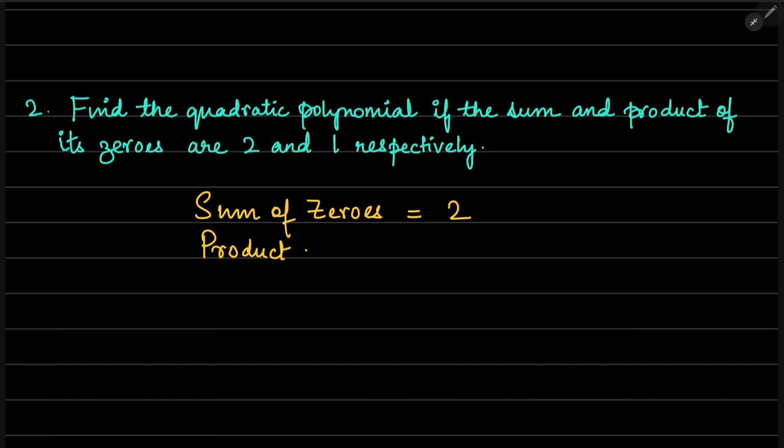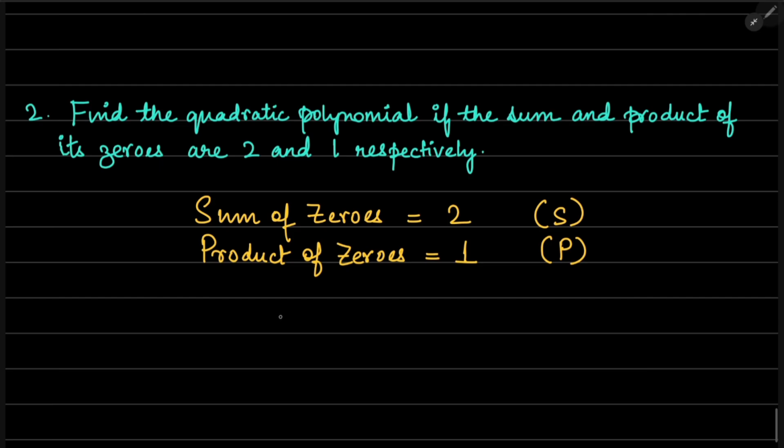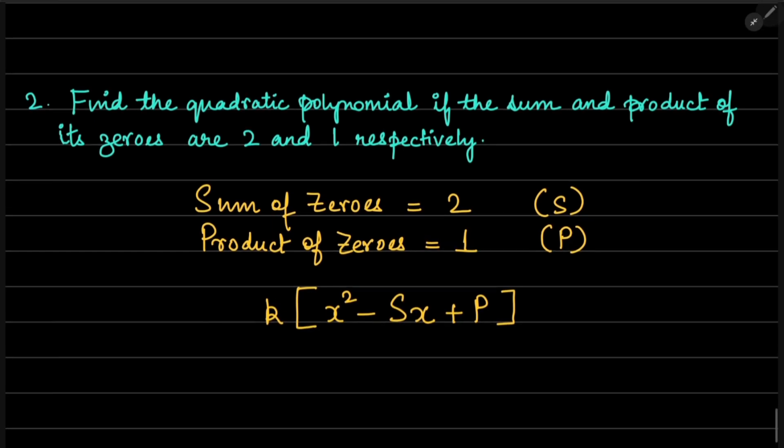You are given sum and product of the zeros. So sum is 2 and the product of zeros is 1. Let me denote it with S. S is the sum, P is the product. If you know the sum of zeros and the product of zeros, then the quadratic polynomial is written by the formula k multiplied by x square minus s into x plus p, where s is the sum of the zeros and p is the product of the zeros. So k multiplied by x square minus, what is s? It's 2x plus product is 1.